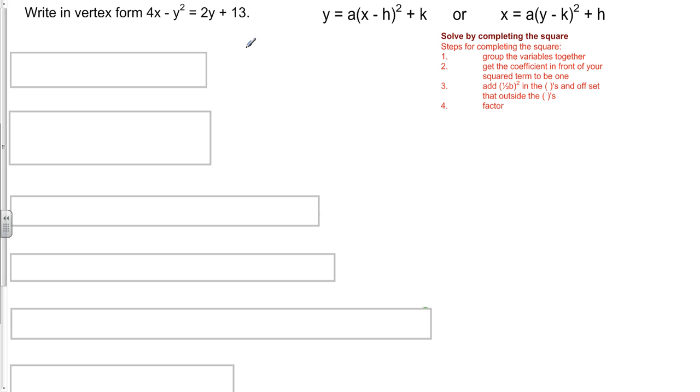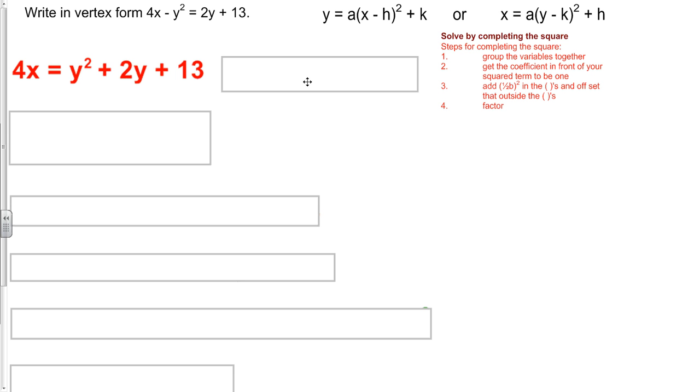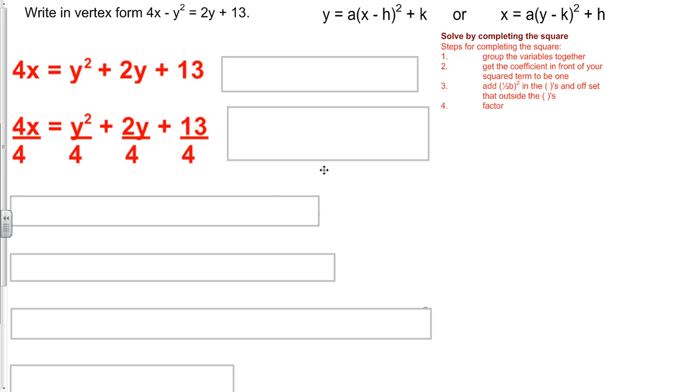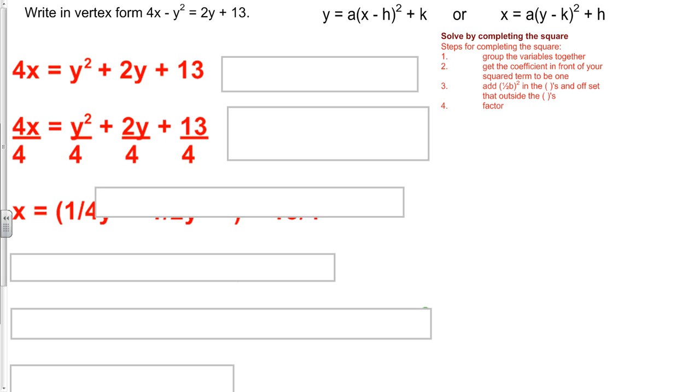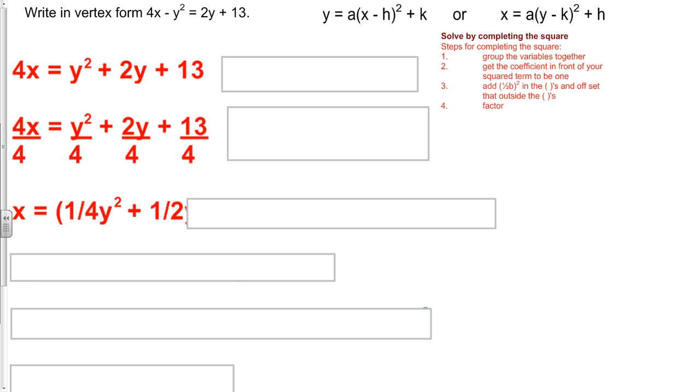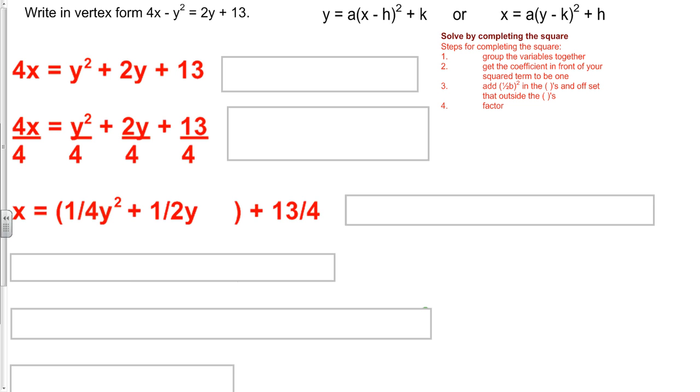So we're going to take a look at what this looks like to have vertex form when our variables are switched. So first of all, let's get our x term on the left and our y terms on the right. So we can go ahead and write that just like this. And then if we're going to simplify and solve for just x to get it as a function like we normally would solving for y, we're going to divide both sides by 4. And so now we're left with x equals something. X equals 1/4 y squared plus 1/2 y plus 13/4.